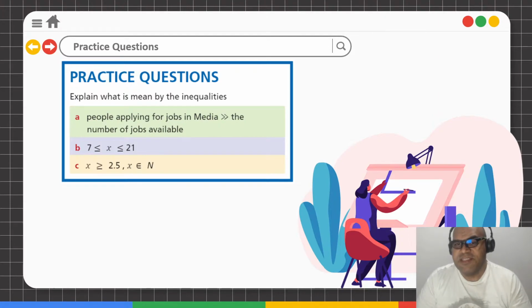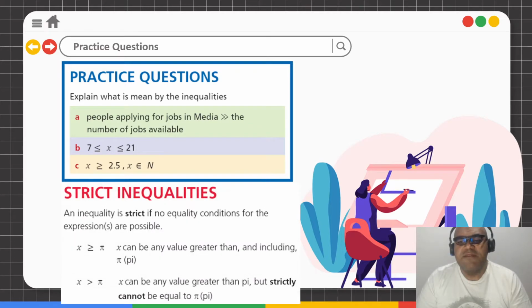Great, guys. I think you return over here. I think you practice a little bit this idea. I think you understand now what inequality and equality mean. Guys, we also have the strict inequalities. Remember that, it's very important.